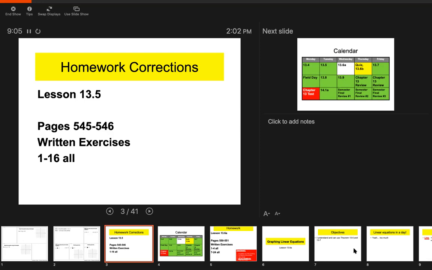Now, it will take us 2 days to get through this. It's probably not exactly 2 days, but it's at least a class and a half. So I can't do it all in one day.